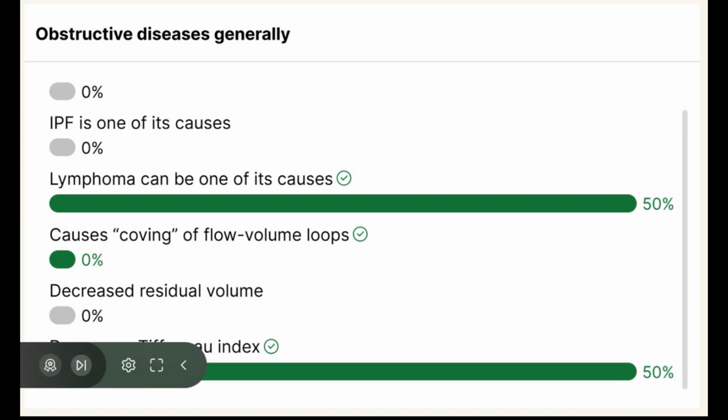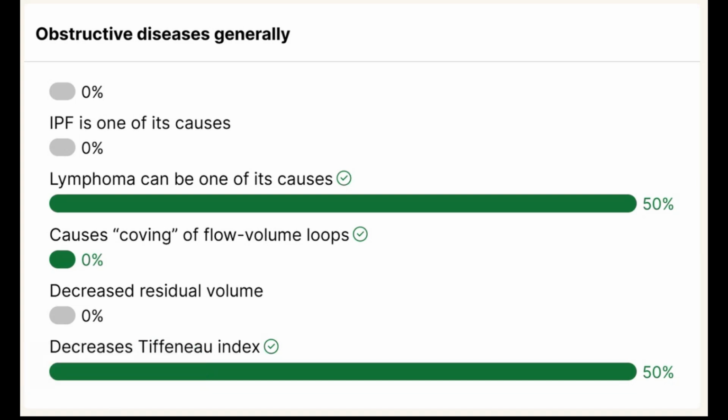Lymphoma can be one of its causes, and the reason is that, for example, if there's lymphoma of a thoracic lymph node or a lymph node near the airways, what could happen is a lymphadenopathy, basically an enlargement of the lymph node, and that could compress the airways, and therefore it would be causing an obstructive disease. Coving of the flow volume loops is correct, particularly the expiratory part.